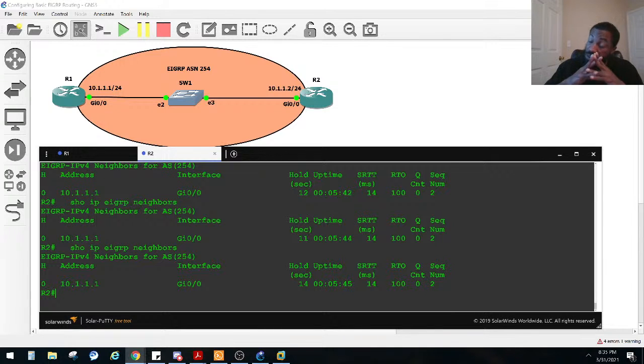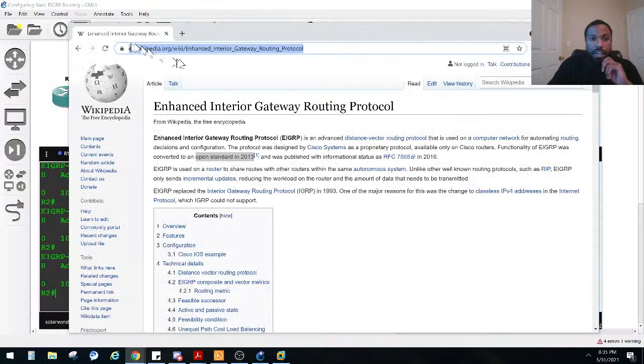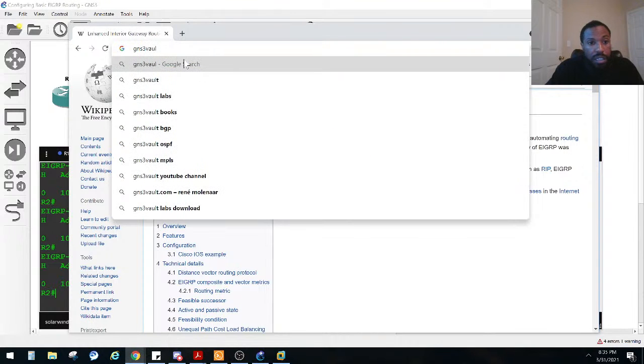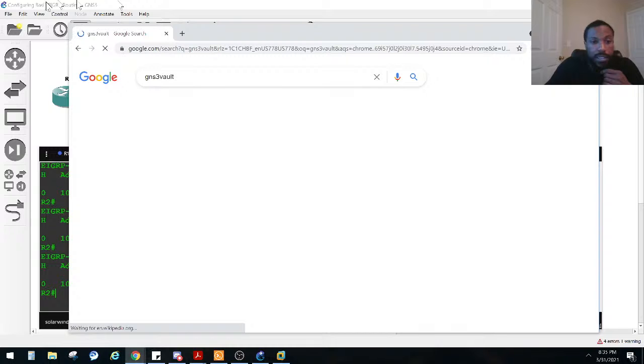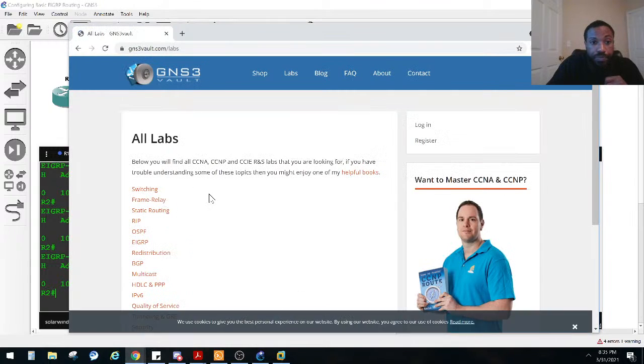I went to gns3.com. I did a lot of labs on that. If you go to gns3vault.com, rather, he has a lot of labs that follow the EIGRP, the CCNP protocol or CCNP exam topics. So if you go to GNS3 Vault, welcome to GNS3 Vault, and then the labs there. He's got stuff on switching, static routes, RIP, OSPF, right?